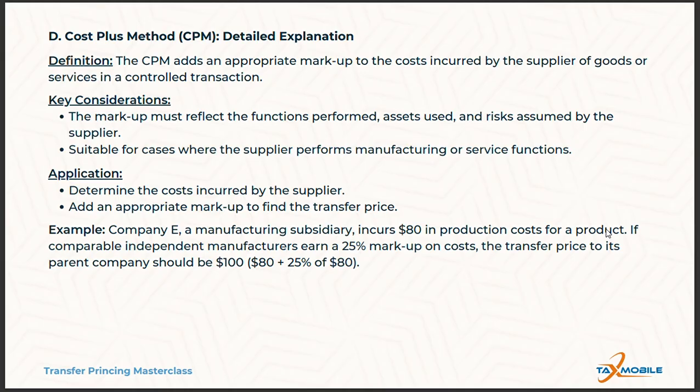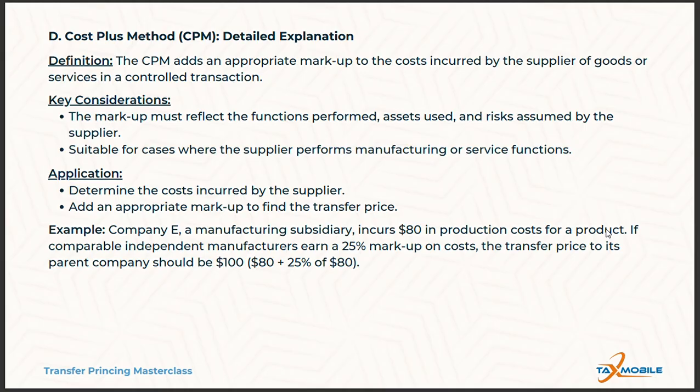Now, let's use another example. A subsidiary in country B manufactures auto parts for its parent company. The production cost per unit is $100. If independent manufacturers typically apply a 10% markup, the arm's length price would be $100 plus the 10% markup, which gives us $110 per unit.